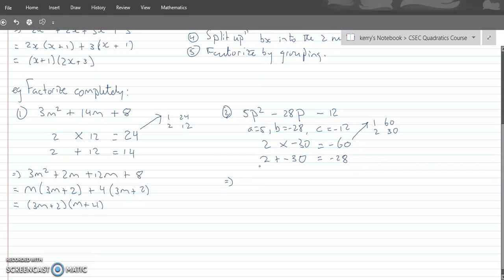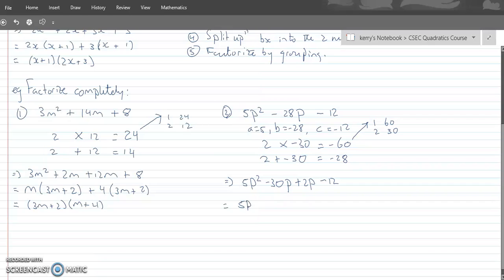Feel free to pause the video, review, and go back over that example if you want. Right, now the next step is to break up minus 28p into these two numbers. So 5p squared, it doesn't matter which one comes first. I'll put the negative 30 first just to show you that it doesn't matter: negative 30p plus 2p minus 12. Yeah? And now you factorize by grouping.